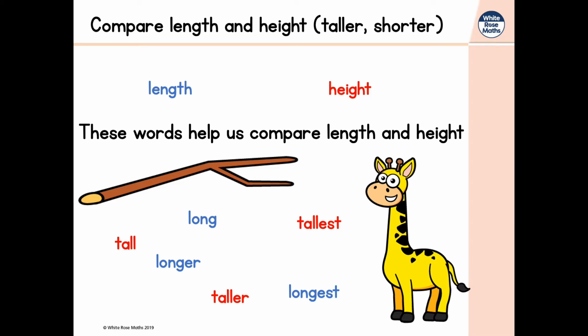But there are other words that we can use for both length and height. Things like shorter, shortest, and don't forget this word, same. Sometimes we have things that are the same height or the same length.